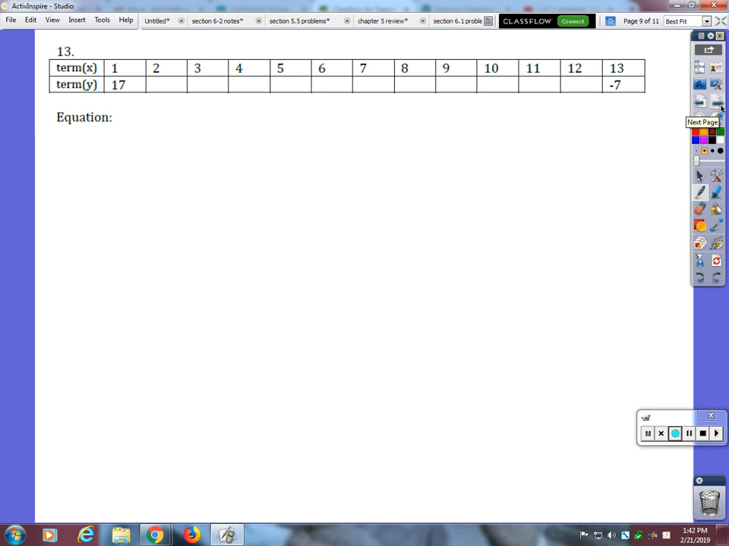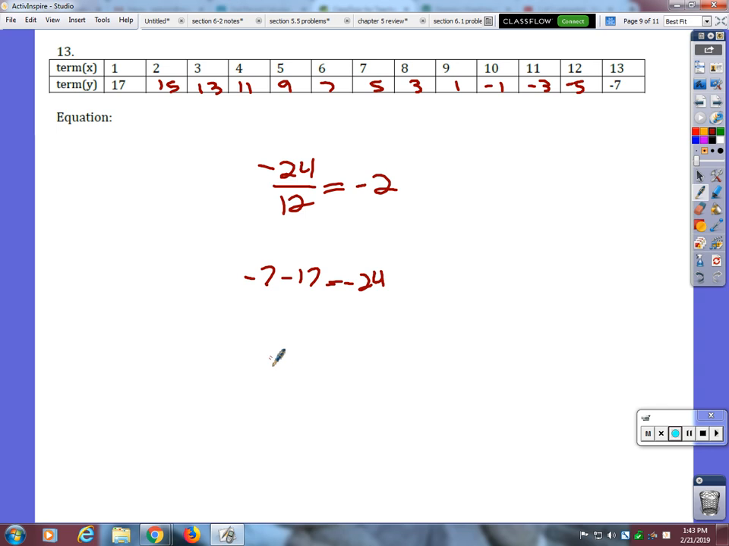Okay, how many steps do I have to take on number 13? 12. So I'm going to do a total of down 24, and I'm going to do it in 12 steps. How much is each step? Negative 7 minus 17 is negative 24, so that's negative 2, right? So 15, 13, so it's gone down by 2 each time. And you said the equation is what, Matthew? Good.